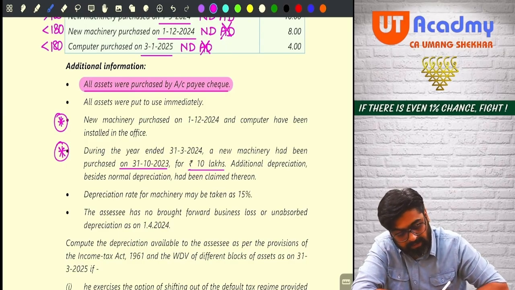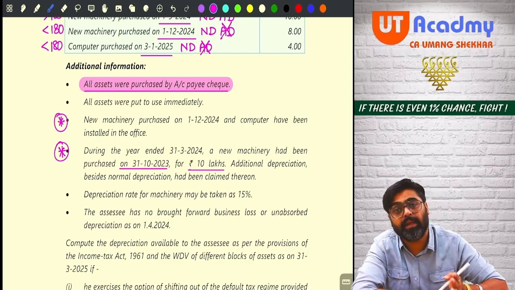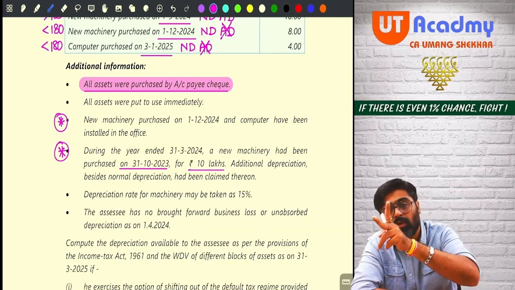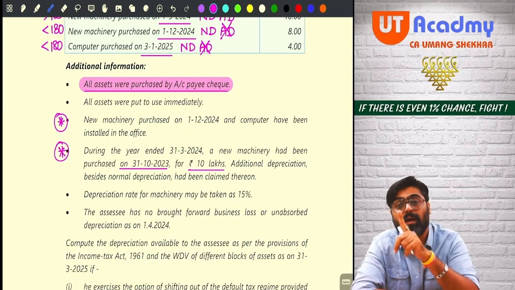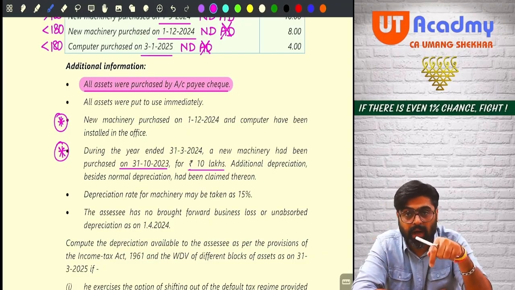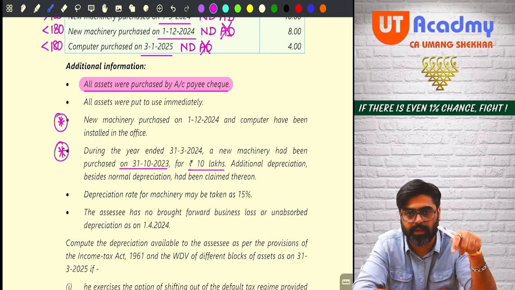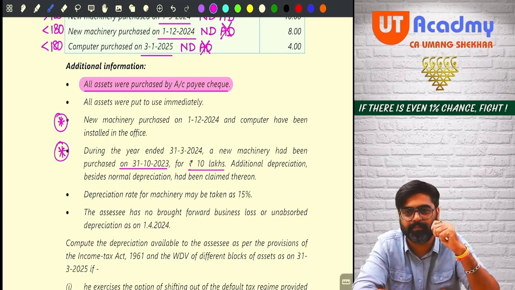Additional depreciation besides normal depreciation had been claimed thereon. Meaning last year on this machinery, additional was also claimed, normal was also claimed. But both were claimed half. Half of the additional depreciation on this machinery will be claimed in this year. Okay, important. See, this type of question, this kind of mischief they will do in the exam.